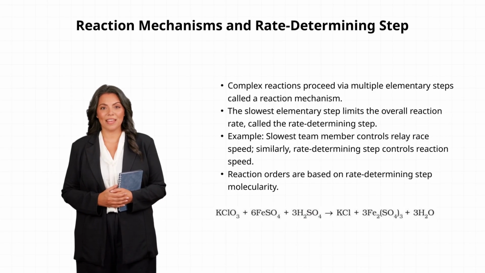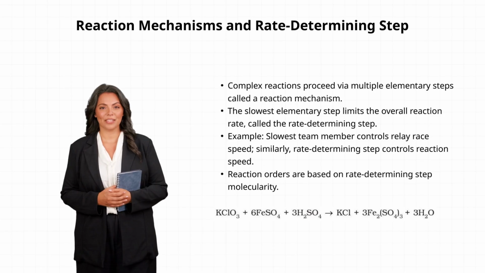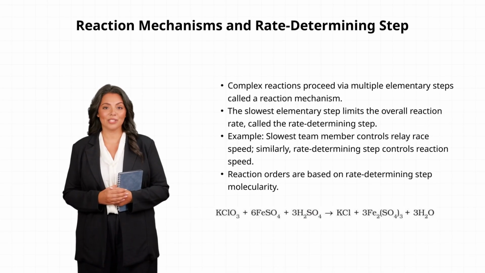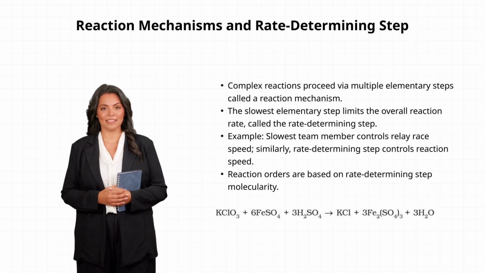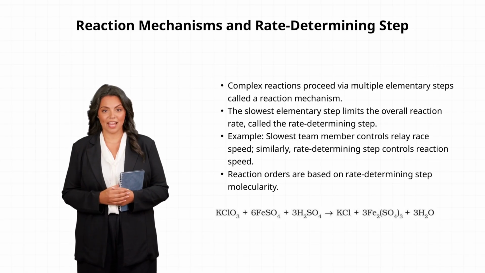For example, the decomposition of potassium chlorate, KClO3, involves several steps, but has an overall order much lower than it appears from the balanced equation. Reaction orders come from this rate-determining step's molecularity. So, uncovering the mechanism is like solving a detective mystery. Which step slows everything down and sets the rate? This understanding helps chemists design better catalysts and optimize conditions. Now let's look at a real-world example of a reaction mechanism involving hydrogen peroxide catalyzed by iodide ions.